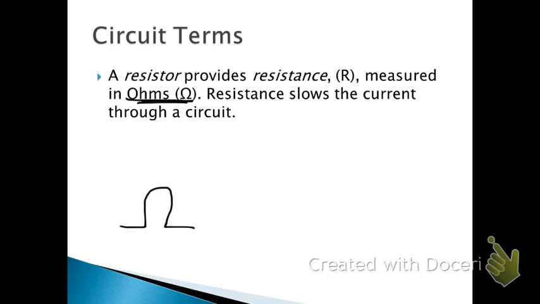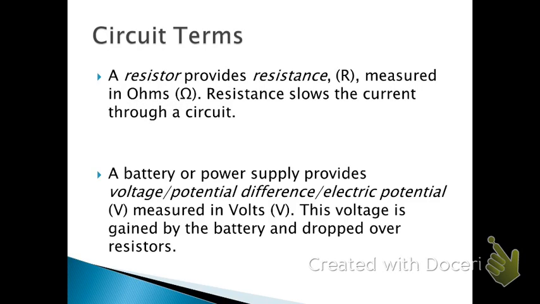If you do not have resistance, you'll have what's called a short circuit, and that can be really bad, and that's how things catch on fire. Then you'll have a battery or a power supply. This is what provides the voltage. Again, this is kind of the equivalent of the water pump. It brings it up to a certain level of voltage.